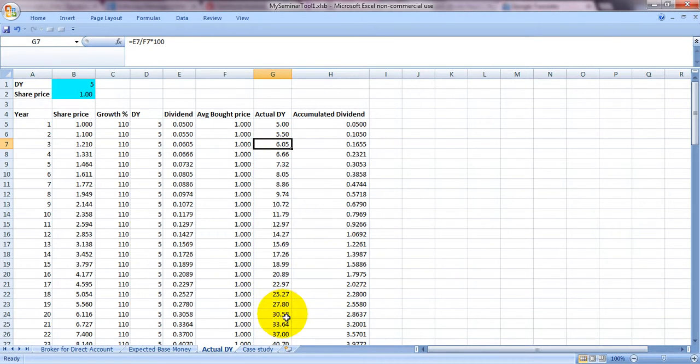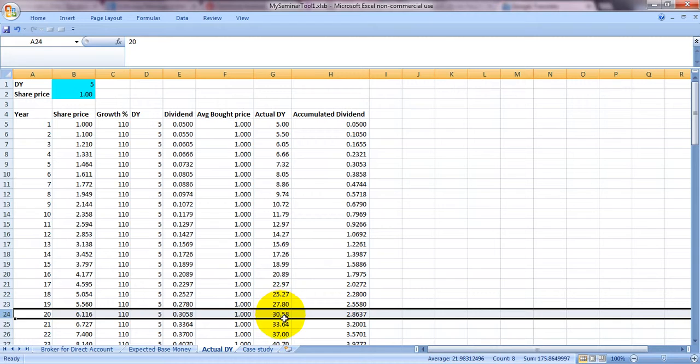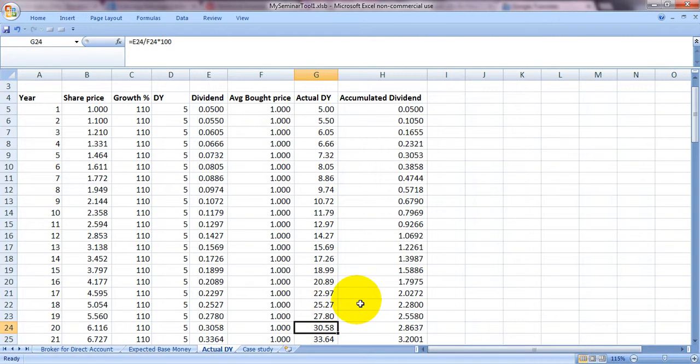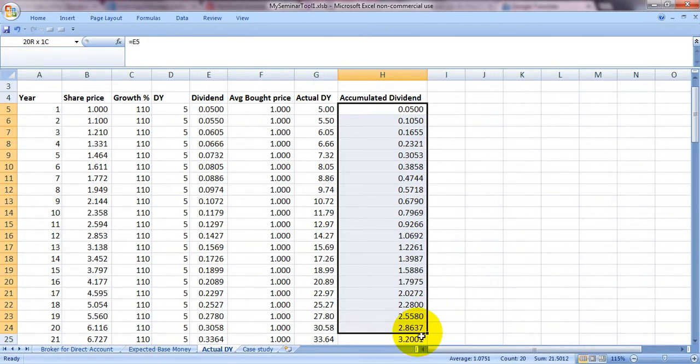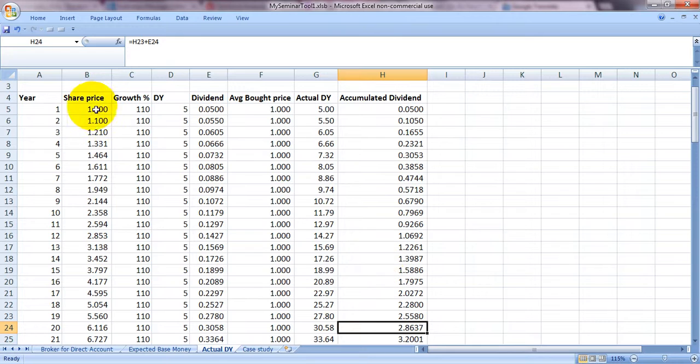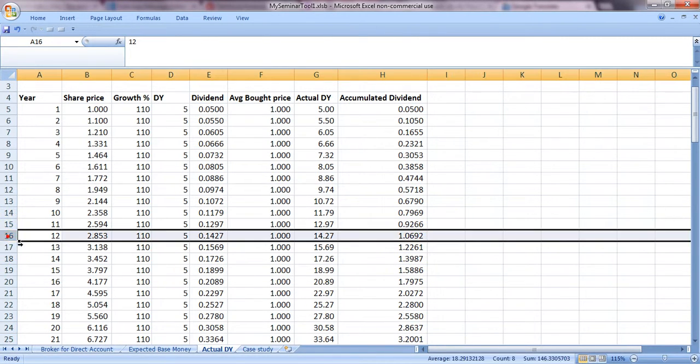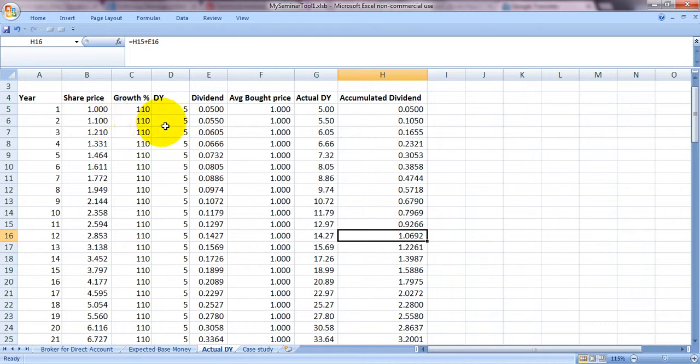In the year of 20, the dividend I will receive is 30.58%. So the money I accumulated over here, I get more than what I paid. As you can see, I break even during the year of 12. I just invest 1 ringgit, and by the year of 12, I receive back all the money plus other things as well. You see, there's a surplus over here, and this is how it looks like.